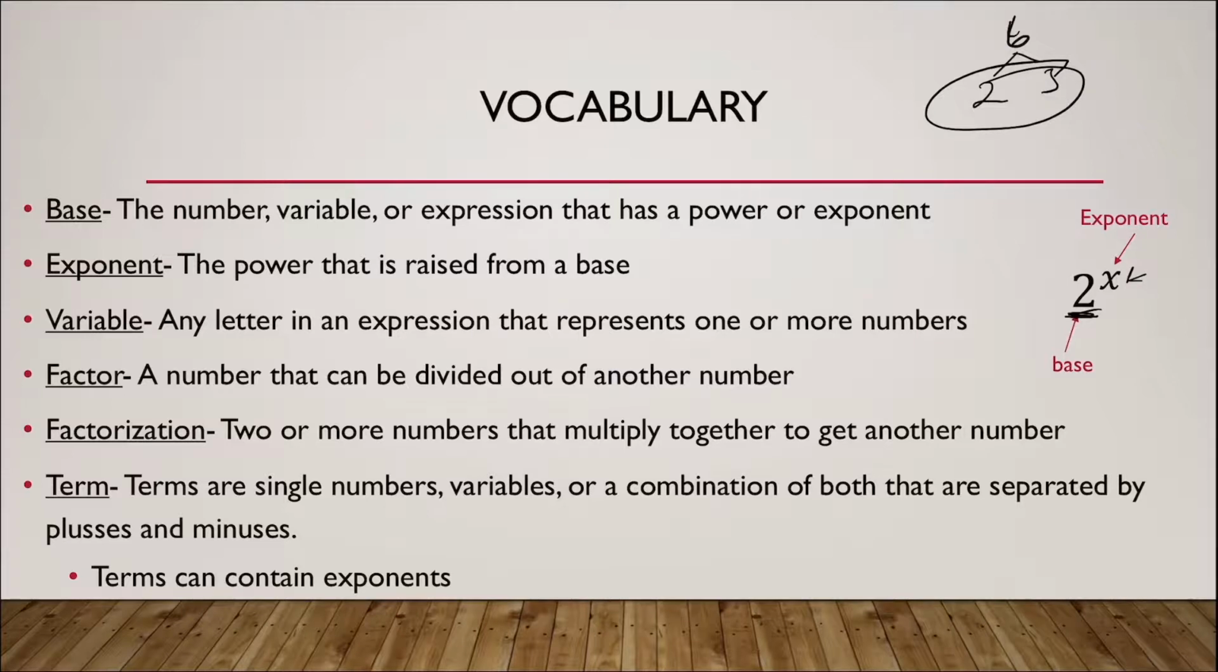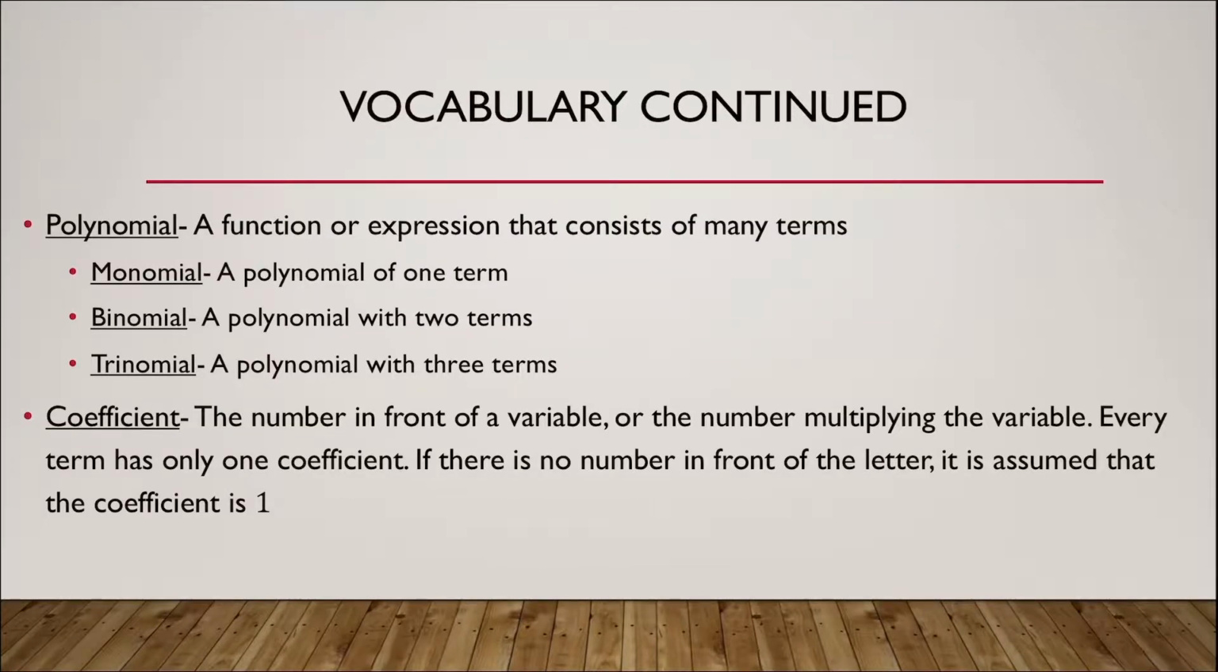A term is a single number, variable, or a combination of both that is separated by pluses and minuses. So if I have like 3x plus 4, I have 2 terms. Terms can contain exponents, so I could have like 3x squared, and it would still be a term. Okay, so a polynomial is a function or expression that consists of many terms, so something like this, 3x to the 4th plus 2x cubed minus 3x squared plus 2x minus 5. That would be a polynomial.